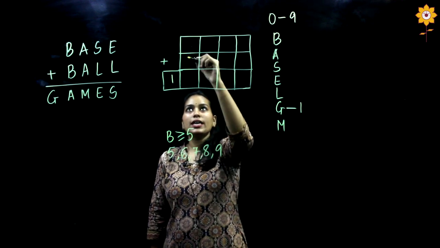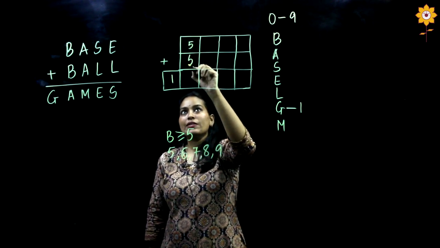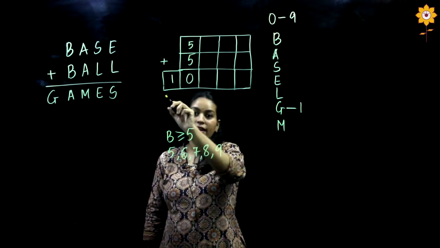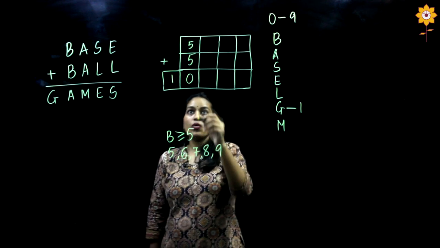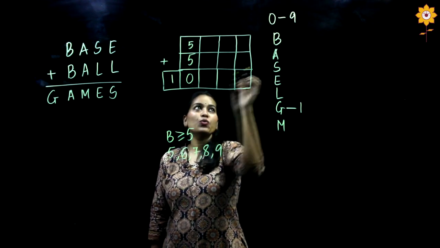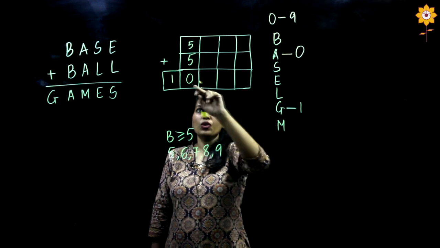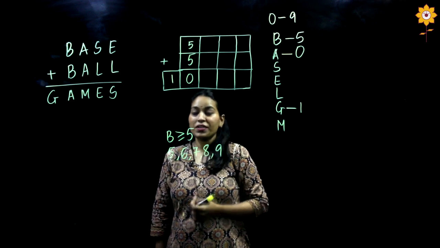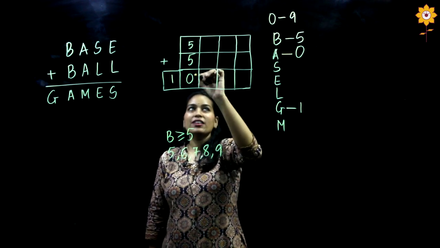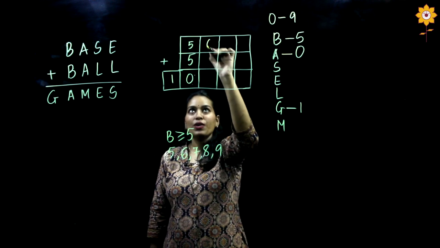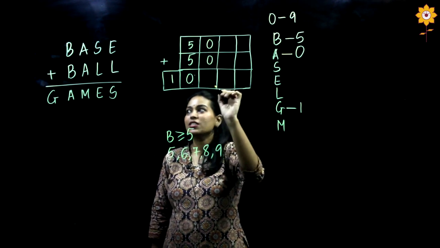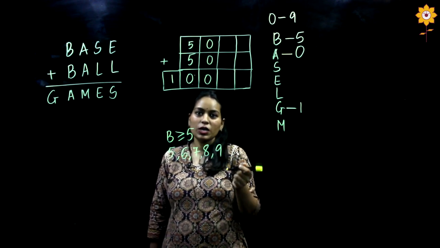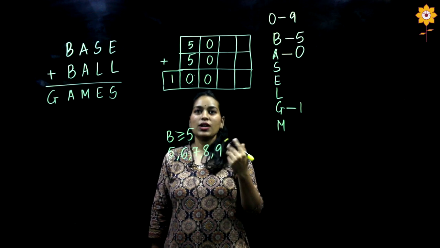Now, let's say that B is 5. So 5 plus 5 will give us 10, so 0 is written here and 1 is the carry. Now A is equal to 0, and B is equal to 5. Now, this creates a conflict. How? Here we have A, whose value we have found as 0. If you write 0 plus 0, it results in a 0. Now this is a conflict, because A and M cannot be the same. So let's try with some other value.